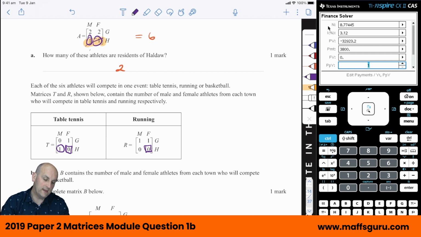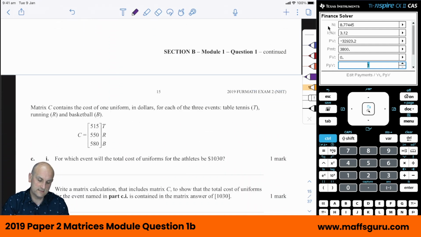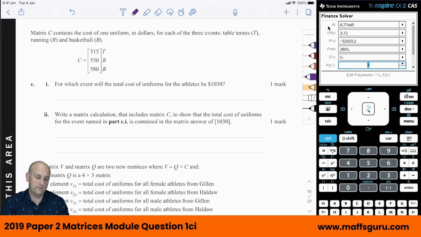I've got 2 males from Gillen. I've got 1 male there, so there must be 1 male there. And I've got 2 females from Gillen there, and they're already doing it. So that's got to be a 0, and that has to be a 0 as well. So we get 1, 0, 0, 1. Correct answer. Right, so this is just interpreting the information.